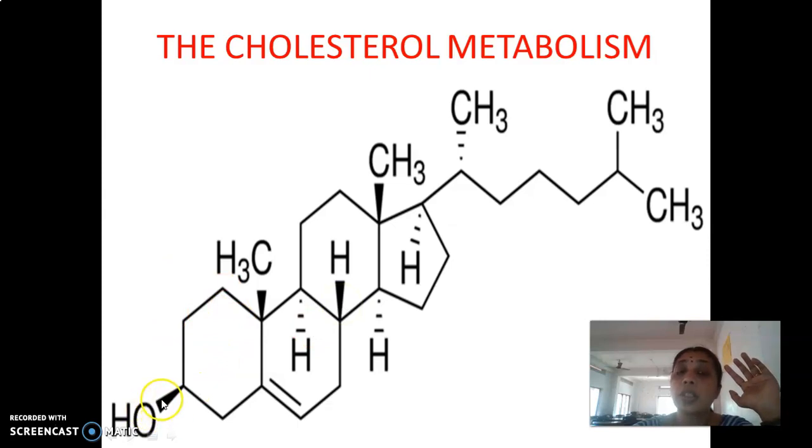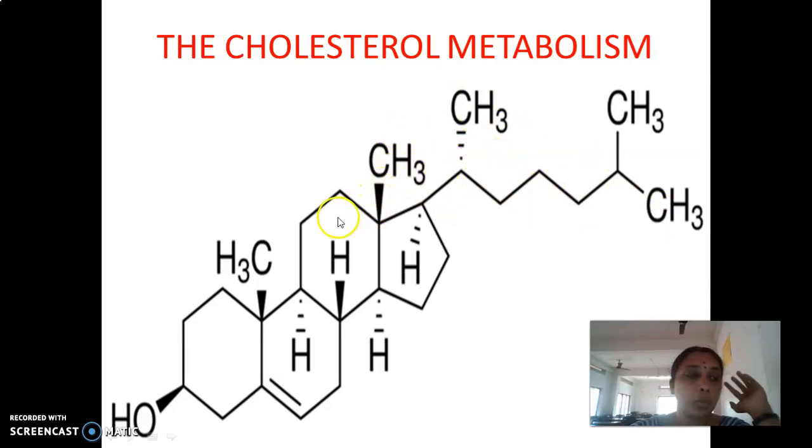an OH group on its 3rd position, right? And onto the D ring, there is this isoprenoid side chain. This is known as the isoprenoid side chain. What do you mean by isoprenoid side chain? Isoprenoid means a chain of carbon atoms, right? So this is known as the isoprenoid side chain.